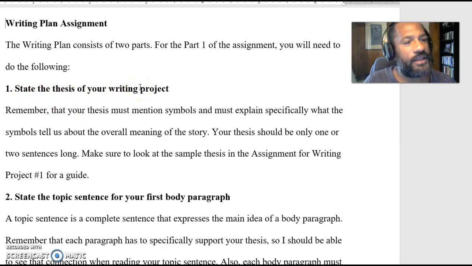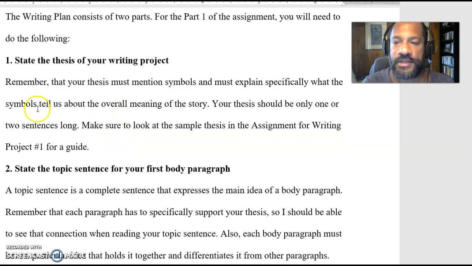And I've explained what a good thesis is like in the previous video and in the actual writing plan assignment yourself. And I say, remember that your thesis must mention symbols and must explain specifically what the symbols tell us about the overall meaning of the story.